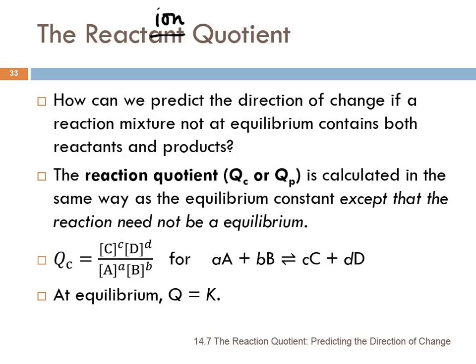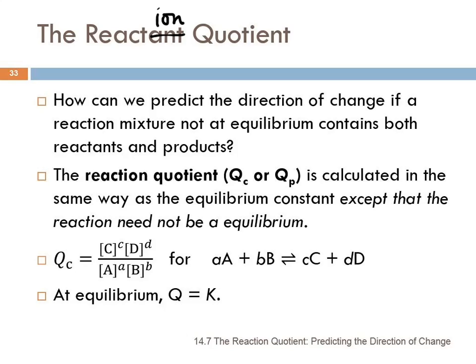How can we predict the direction of change if we have a reaction mixture that's not at equilibrium? And you've got both reactants and products. If you only have reactants, you can predict it's going to form some products. And if you only have products, you can say, well, yeah, it's going to go in the reverse at least a little bit. But what if you have all of them? What's going to happen? Well, the reaction quotient helps us to figure that out.